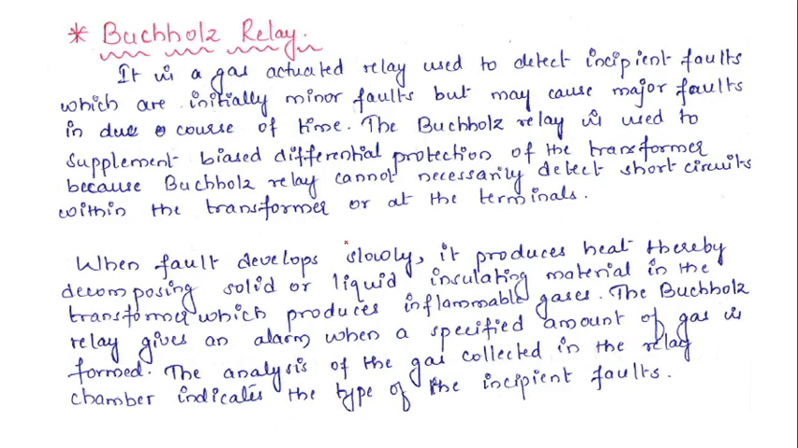The Buchholz relay is used to supplement biased differential protection of the transformer, because the Buchholz relay cannot necessarily detect short circuits within the transformer or at the terminals. It is not used for the detection of internal faults such as a short circuit. It is basically designed for the detection of the incipient faults. When a fault develops slowly, it produces heat, thereby decomposing solid or liquid insulating material in the transformer, which produces inflammable gases.